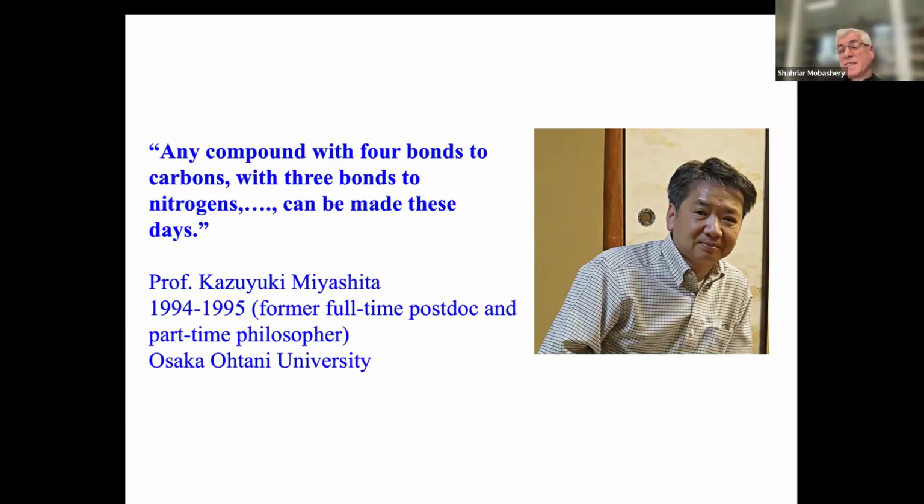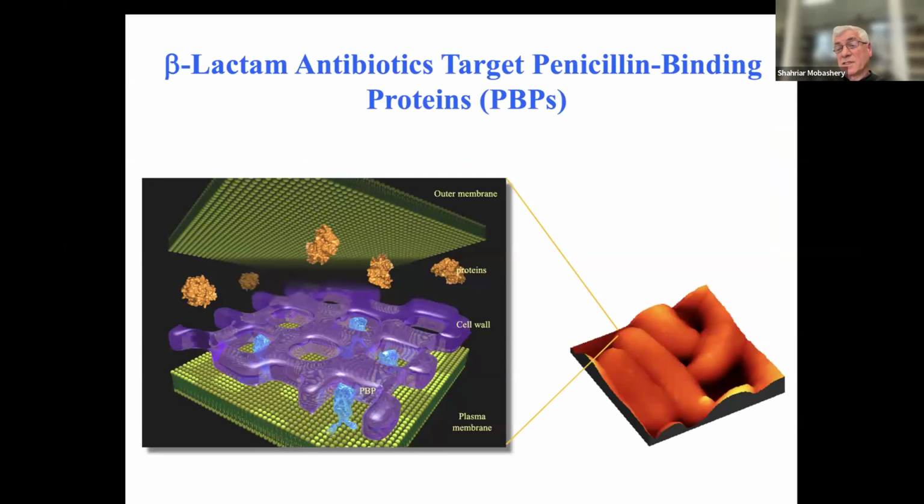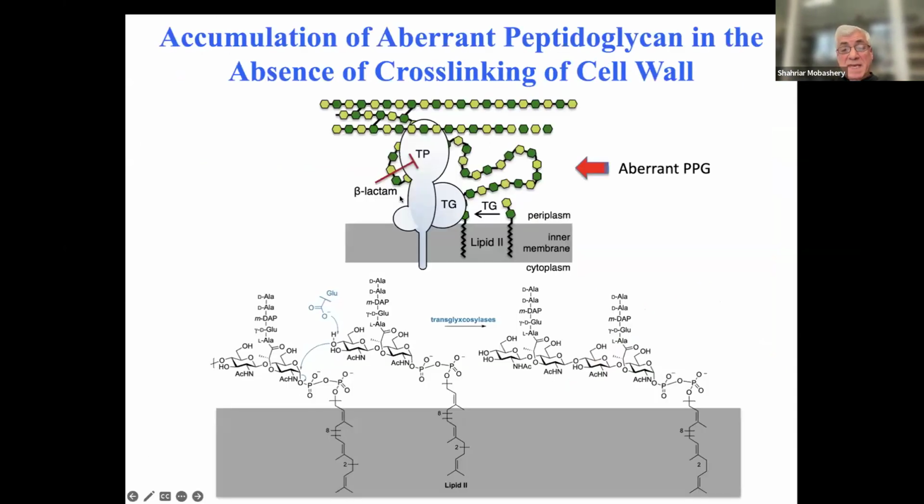So why Kazuyuki said that was his confidence in his ability and the field in terms of making molecules of interest. In our case, biologically interesting molecules that are involved in bacterial physiology. Again, as a reminder, beta-lactam antibiotics target penicillin binding proteins, which David addressed very nicely. These are bound to the surface of the plasma membrane, and they do their work on the cell wall. So beta-lactams, as in penicillin, have the ability to inhibit the transpeptidase domain of penicillin binding proteins.